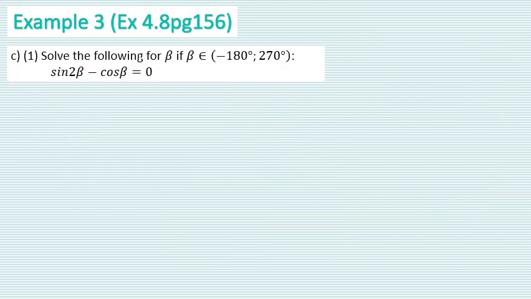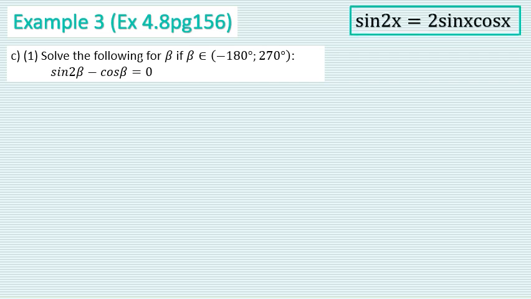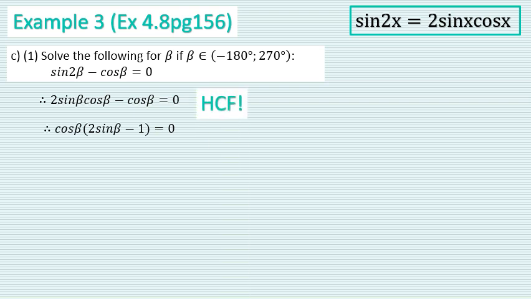Example 3. Solve the following for beta, if beta is an element of negative 180 to positive 270. First things first, I'm sure you can see we once again have a double angle identity for sine, so we can replace sine 2 beta with 2 sine beta cos beta. And what do you notice? Do we have a highest common factor? Yes, we do. Take it out, and we now have a product that equals 0. So either cos beta equals 0 or 2 sine beta minus 1 equals 0.